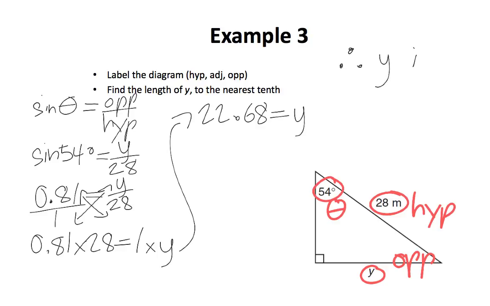Therefore, y is 22.7 meters. I've just rounded it to the nearest tenth.